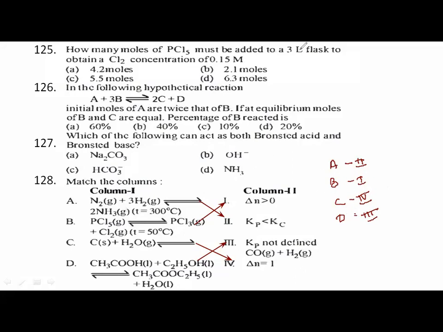So we have discussed an ample number of questions on equilibrium. Hope you have understood the concepts very well. Please practice all the questions. Thank you.